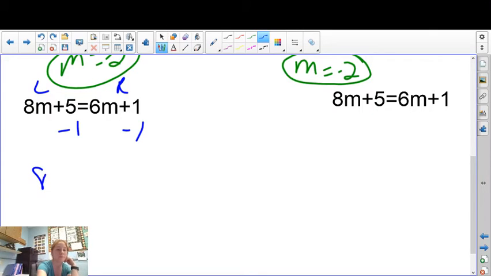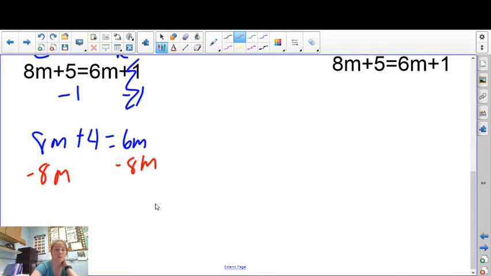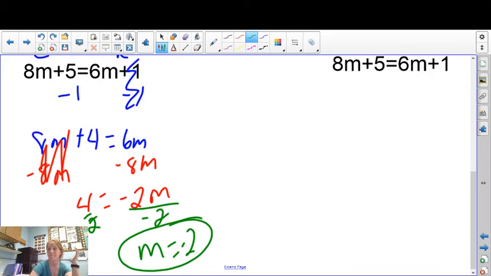So I have 8m plus 4 equals 6m, and they're gone. Well, now I need to get the variables together, so minus 8m. They're gone. So I have 4 is equal to negative 2m, and then divide both sides by negative 2. Hey, look, m is negative 2 again. What? Crazy.